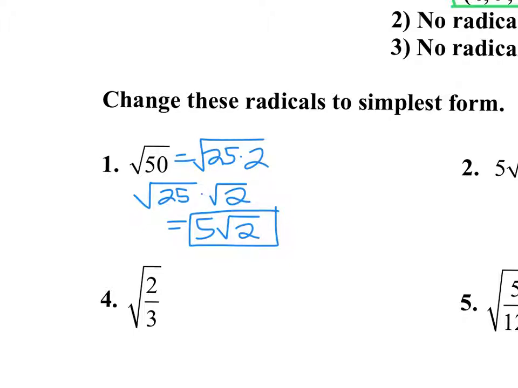Nobody writes that. Nobody writes rad 50. You write 5 rad 2. You're like, I'm cool with rad 50. Anybody cool with rad 50? Yes. On the video, 2 people raised their hand. They're going to get -5.